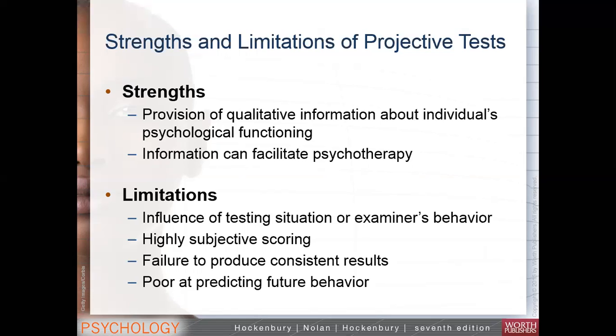And so because of that, it does not produce consistent results, and it's really terrible at predicting future behavior. It only talks about the dimension of their behavior in the moment, and it does not do a very good job of prediction. And we talk about how part of psychological testing is it should predict some element or dimension of behavior, and this, of course, does not do a good job.